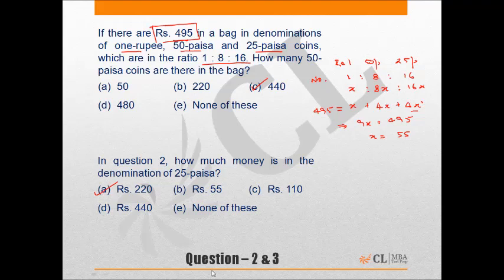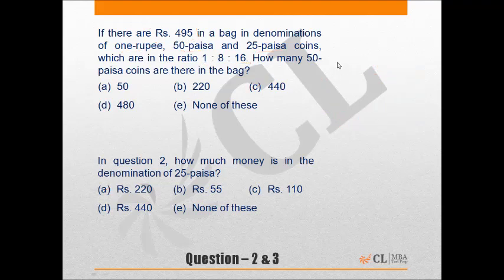Let me clean up the slide. Okay, just writing the key pieces of data again. 1 rupee, 50 paisa and 25 paisa. The number of coins are in the ratio of 1:8:16, which means the amount of money in 50 paisa coins and the amount of money in 25 paisa coins has to be the same, because 8 into 50 is 400, 16 into 25 is 400. So these two amounts of money have to be equal.